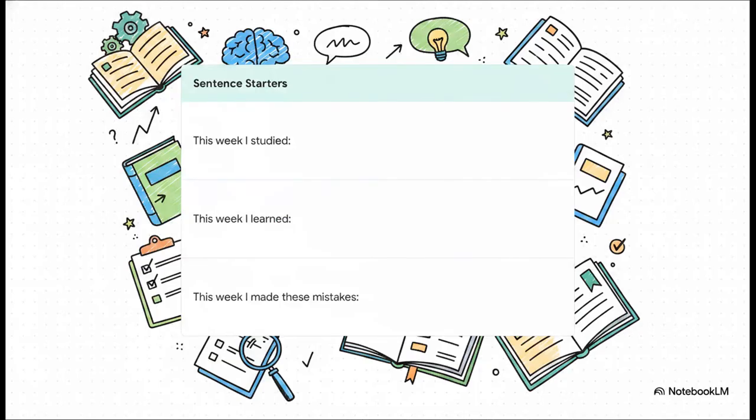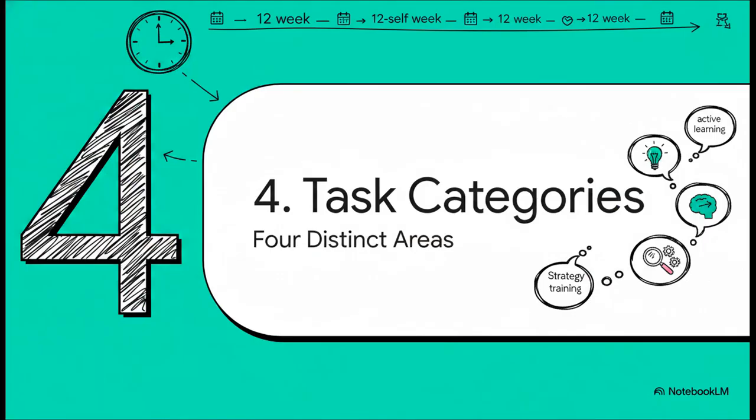To track what was going on in their heads, Noonan used these guided journals. But it wasn't just a free writing exercise. Students were given exact sentence starters. Things like, "This week I studied," "This week I learned," or "This week I made these mistakes." It was a highly structured way to basically force the students to deeply analyze their own educational habits every single week. Let's move into Section 4, Categories of Tasks.